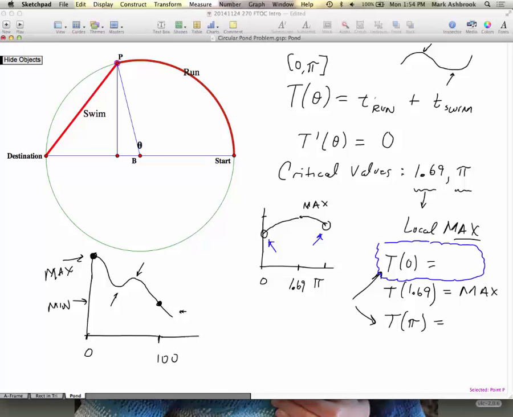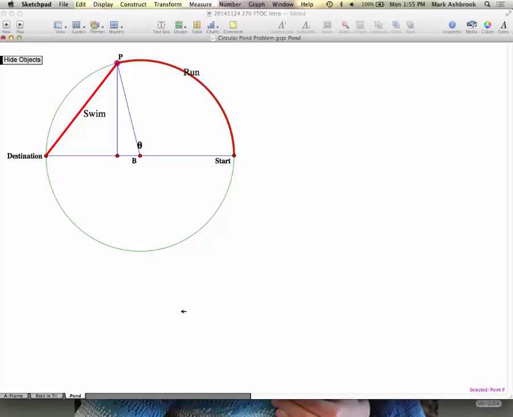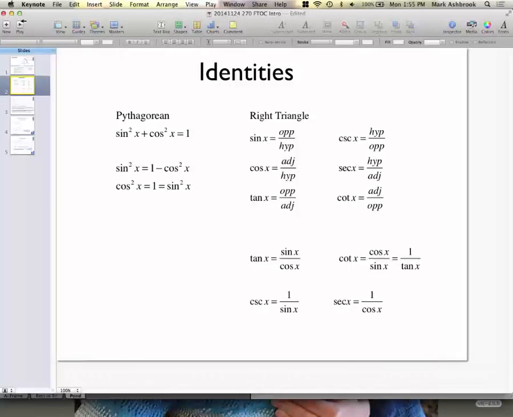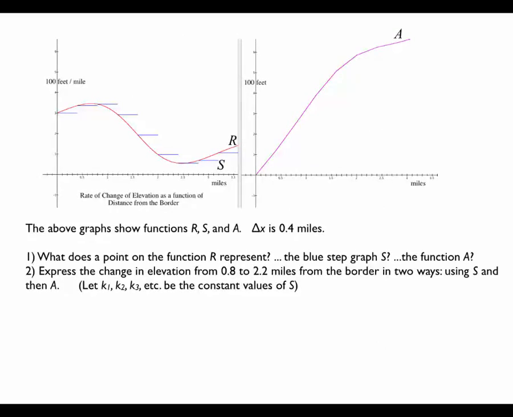Any questions before we revert back to big picture stuff? So we've been taking our knowledge of derivatives and doing lots of these real world problems. We did the related rates problems. We've done these optimization problems. But we want to look back at big picture stuff. And so I'm going to bring us back to looking at accumulation and rate.